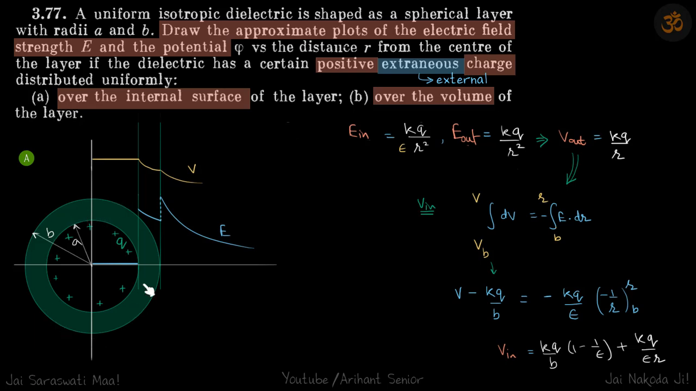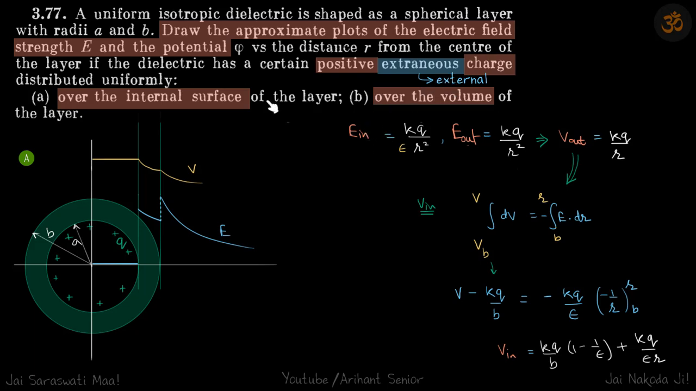We are given a dielectric with an inside radius A and outside radius B. We need to find the field and the potential if a certain positive extraneous charge is distributed uniformly over the internal surface. So on the internal surface, you have given a charge plus Q, and extraneous means it's the external charge. So this charge is not due to the dielectric.